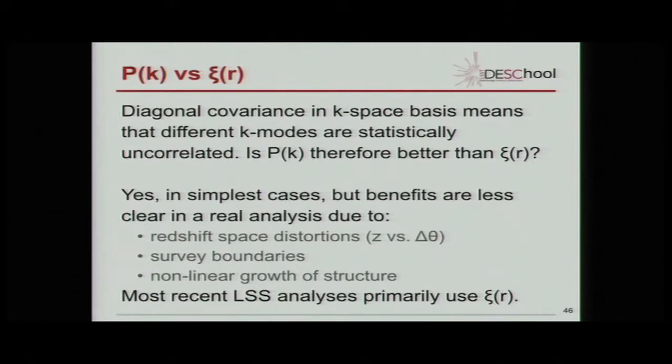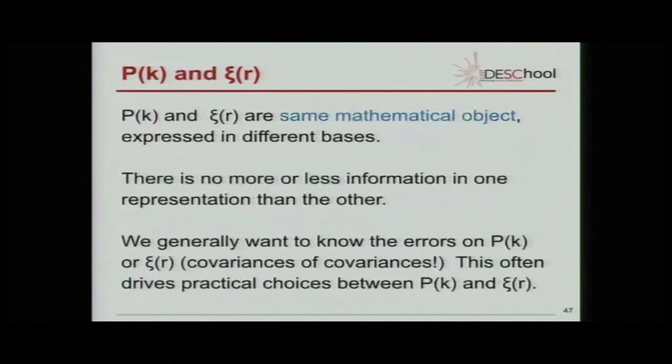Okay, so what does it actually mean that it's diagonal in K-space? What that means is that the different K-modes are statistically uncorrelated. So it seems like P of K would therefore have to be much better than the psi of R. Is that true? Well, yes, in the simplest cases, but the benefits get a lot less clear once you start doing a real analysis. This is an area where the theorists tend to prefer P of K, and people doing the data analysis tend to gravitate more towards using psi, in my experience. For example, redshift space distortions, the finite survey boundary, the nonlinear growth of structure. And so in BOSS, all of our large-scale structure analyses are primarily focusing on the correlation function, despite what seem like the obvious benefits of P of K.